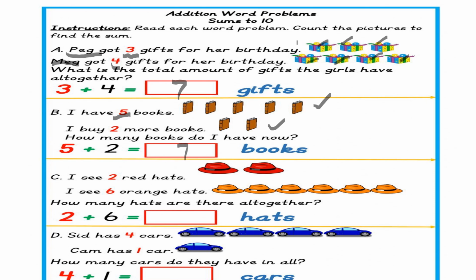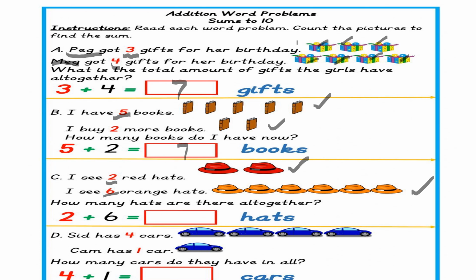I see 2 red hats. मैंने 2 red hats देखी and I see 6 orange hats. मैंने orange hats कितनी देखी है? 6. How many hats are there all together? अब total number of hats मैंने कितनी देखी है? Simple, 2 plus 6. Hats. अब यहाँ पे color नहीं है, यहाँ पे hats हैं, red और orange. Red भी hats हैं, orange भी hats हैं. रेड कितनी है? 2. ऑरेंज कितनी है? 6. सो टोटल नंबर ऑफ hats कितनी देखी है मैंने?